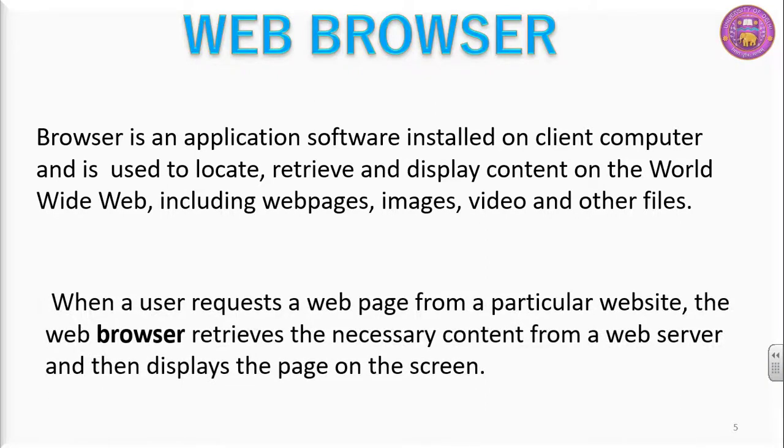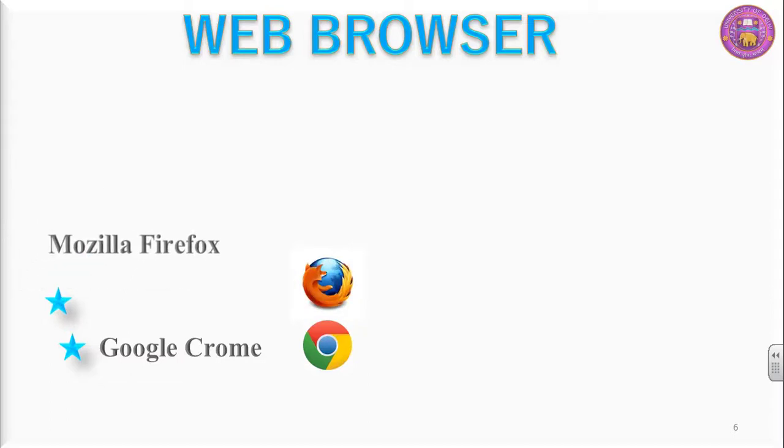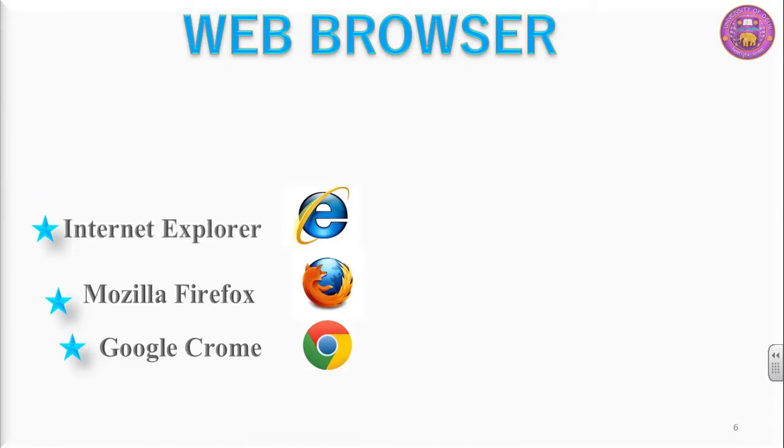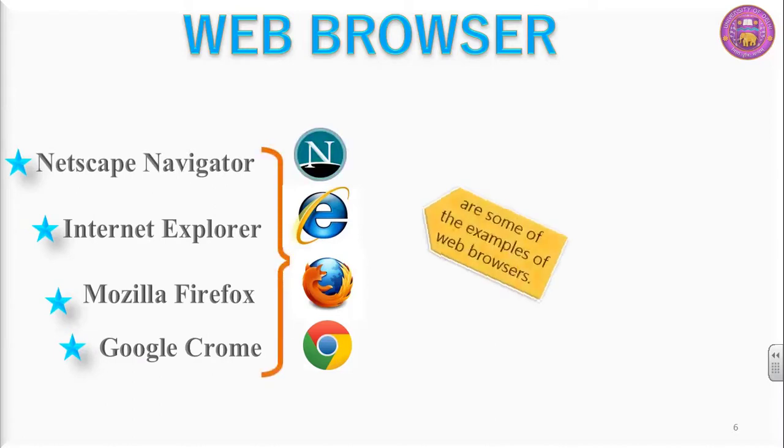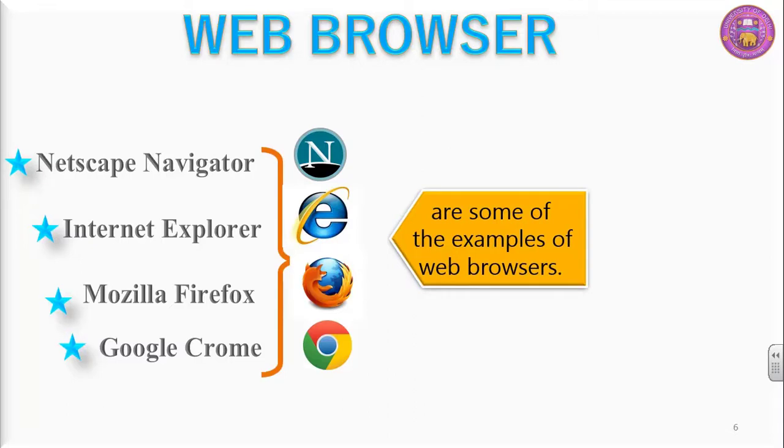When a user requests a web page from a particular website, the web browser retrieves the necessary content from a web server and then displays the page on the client screen. Google Chrome is one example of a web browser. Mozilla Firefox, Internet Explorer, and Netscape Navigator. These are some of the examples of web browsers.